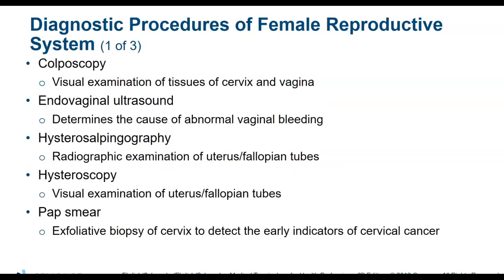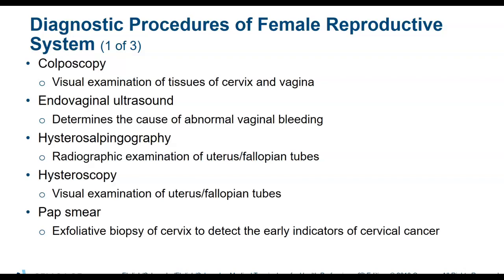Okay. A colposcopy is going in to visually examine the tissues of the cervix and the vagina. Endovaginal ultrasound, they can go in and they're going to try to determine the cause of abnormal vaginal bleeding because they're going to go into the vagina and look to see what's going on.